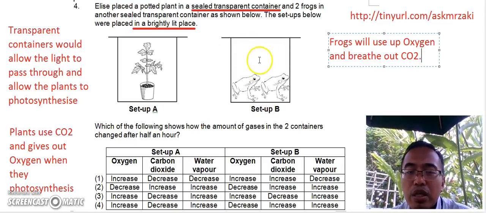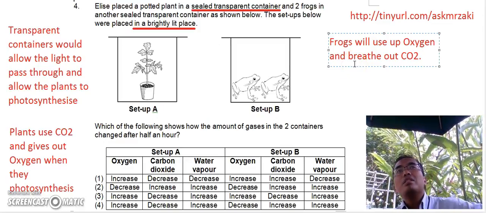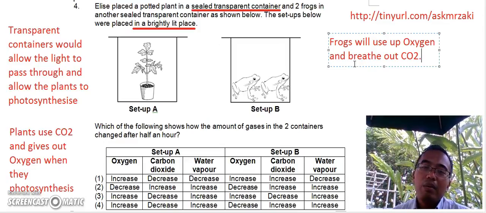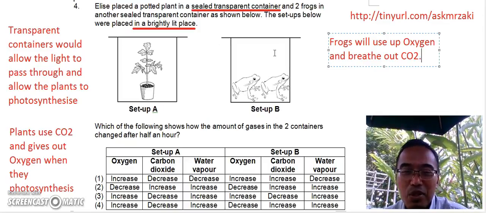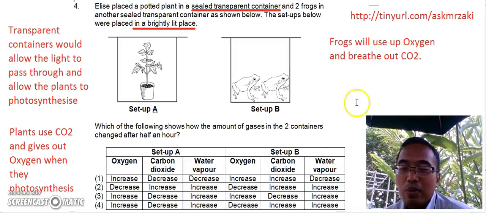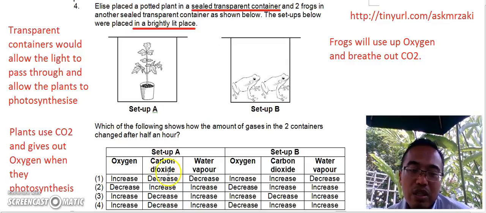Am I right? So what will happen to the amount of oxygen here if it is being used up? Will it increase or decrease? Well, if it's being used up, that means it will decrease. What will happen to the carbon dioxide if it is being breathed out by the frogs? That means it will increase. Okay, so now, after giving you that explanation, what do you think the answer will be? We have settled oxygen, we have settled carbon dioxide.